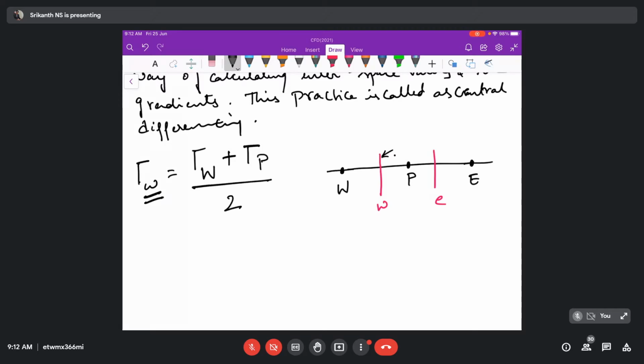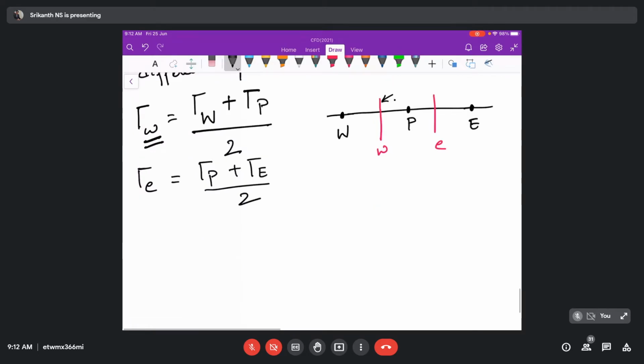Similarly, can you tell me what is gamma e? Yes, gamma P plus gamma E by 2. Very good. So it need not be gamma, it can be any property for that matter. At any control volume face you want, we are going to take the average values of the nodes.